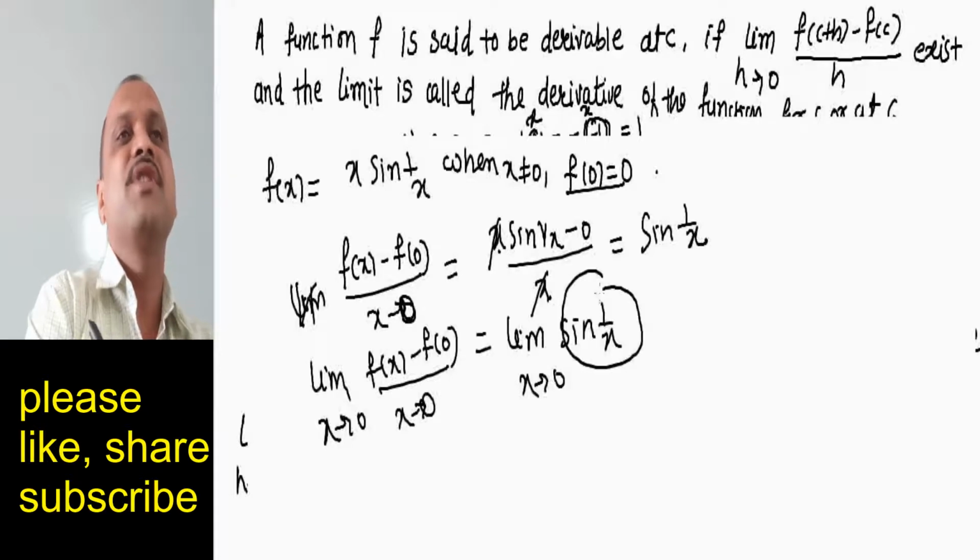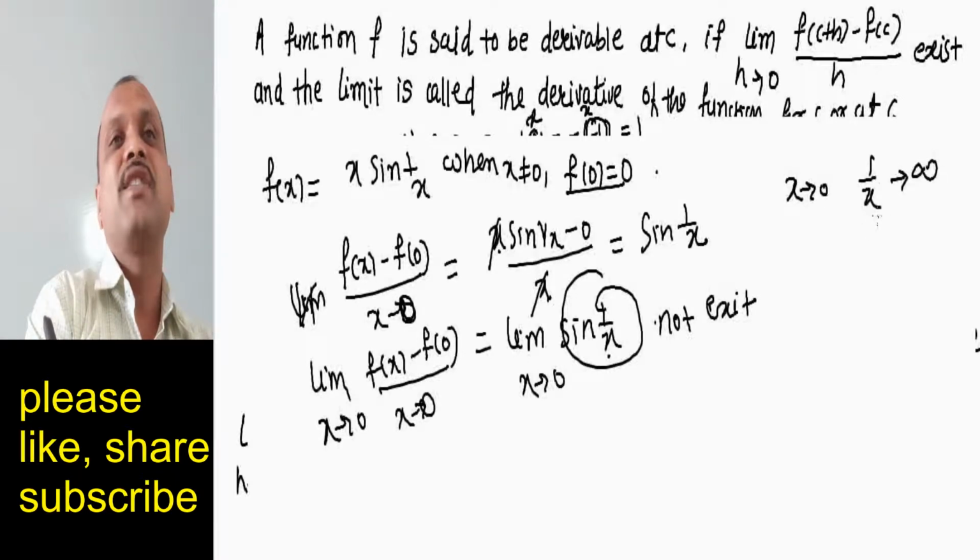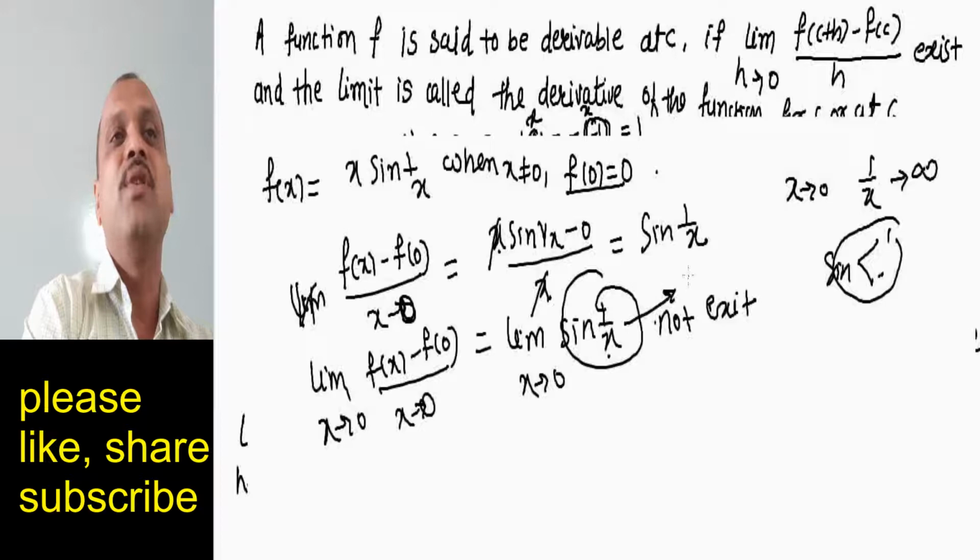Since the limit of this function does not exist, you can see that as x tends to 0, 1 by x tends to infinity, and as 1 by x tends to infinity, the sine takes both positive and negative values. Therefore, this function does not approach a fixed value in the limiting case, and therefore the limit does not exist, and this function is not derivable.